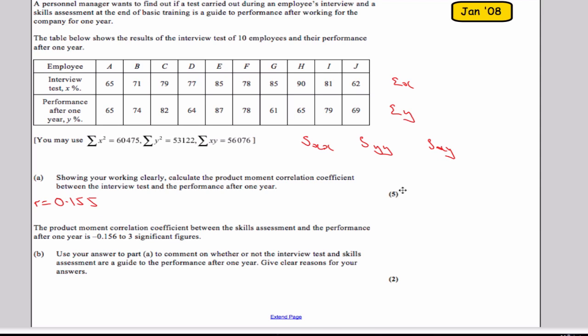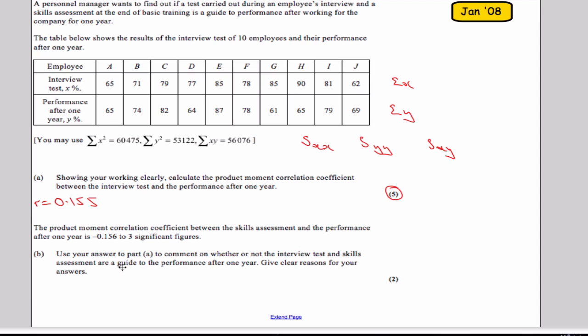But I can let my calculator do all the hard work and pick up my 5 marks. One thing to be careful of, ensure that you enter the data correctly. Okay, now it says that the PMCC between the skills assessment and performance after 1 year is minus 0.156 to 3 significant figures.